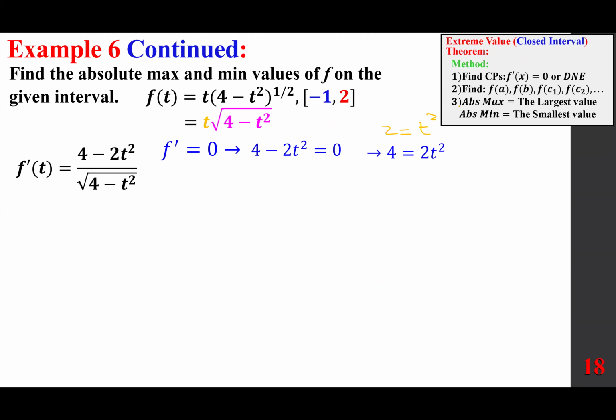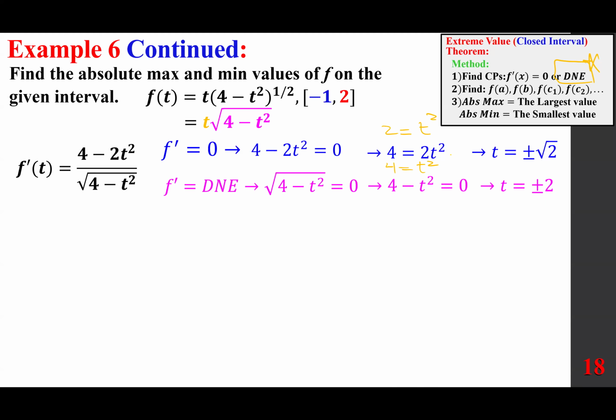Means t squared is 2. That means t is plus minus square root of 2. F prime doesn't exist if the bottom is 0. The bottom is 4 minus t squared. If 4 minus t squared is 0, that means 4 equals t squared. That means t is plus minus 2. There are 4 answers, everybody.